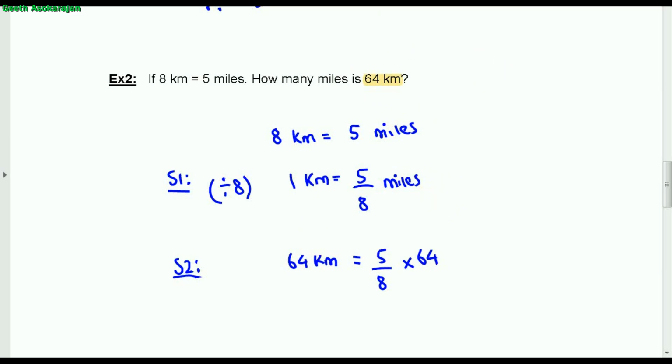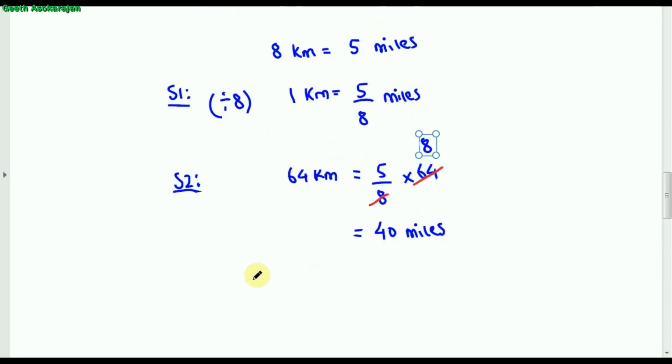And I can make a cancellation on the right hand side. So 8 goes into 64 8 times, as 8 times 8 is 64. And if I go one extra step, 8 times this 5 is 40. And it's 40 miles. So what does this mean? Let's have a closing statement. So therefore 64 kilometers is 40 miles. And then we're done.